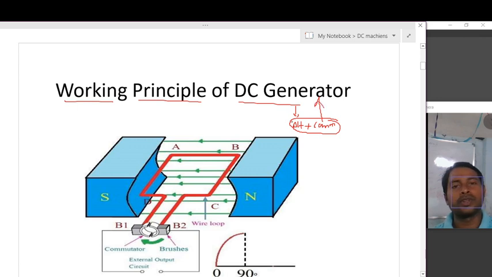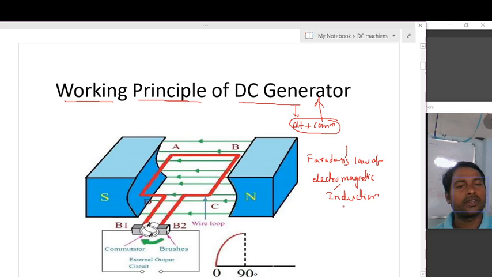So the working principle is Faraday's laws of electromagnetic induction. There are two laws, the first one and the second one. So according to Faraday's first law, what is it saying?